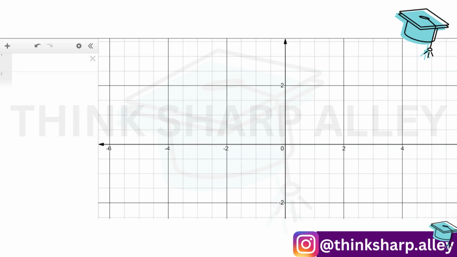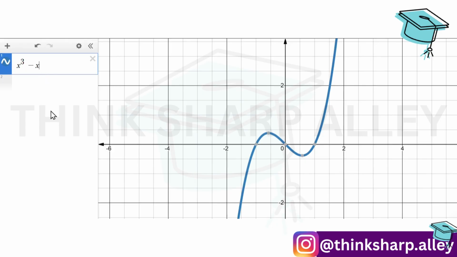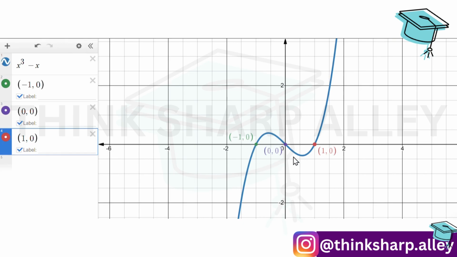Now, what do you expect the geometrical meaning of the zeros of a cubic polynomial to be? Let's see. Consider a cubic polynomial x cube minus x. A very simple polynomial I've taken. You can see the curve of this polynomial meets the x-axis at 3 points, which means their x coordinates are the only zeros of this polynomial. So the zeros of the polynomial x cube minus x are minus 1, 0, and 1. So a graph of cubic polynomial looks like this shape.